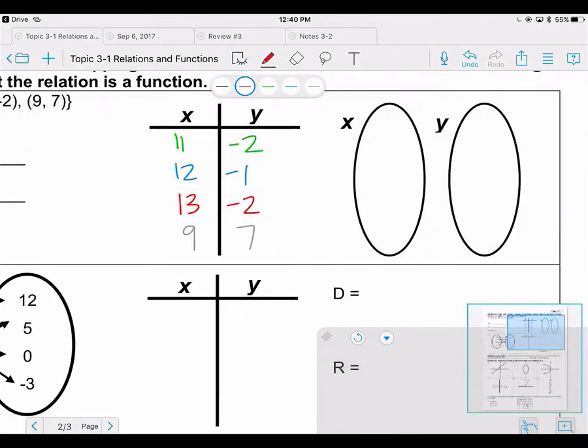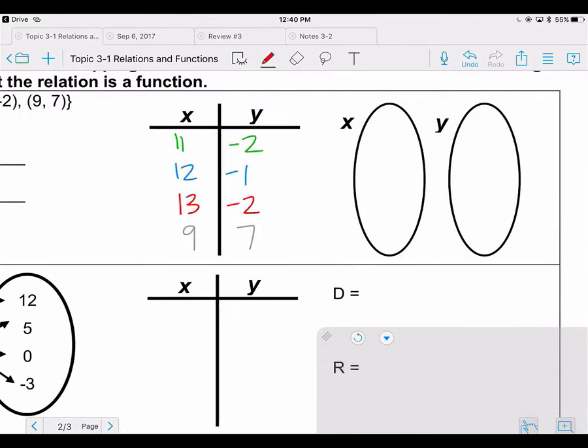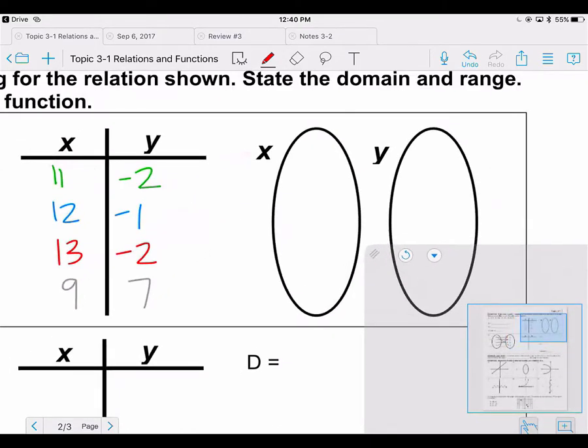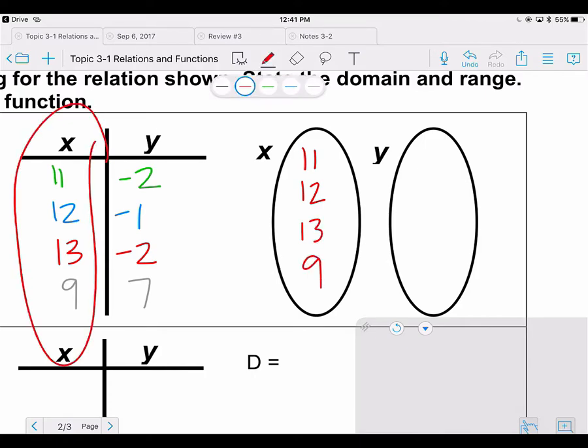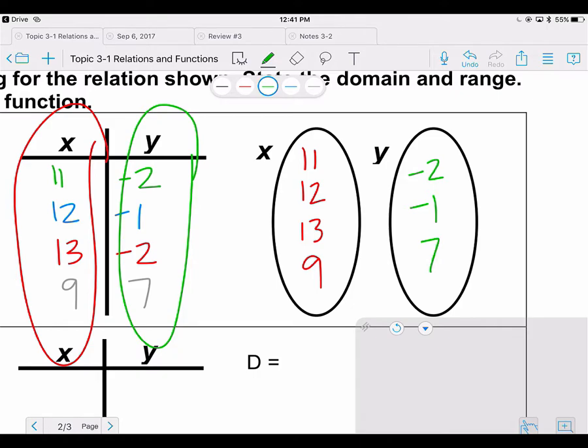From here, I want to go to mapping. Now, mapping is all of your x's and your y's. I'm going to put all of my x's here and all of my y's here. If they repeat, you do not list it twice. So my x's, I have 11, 12, 13, and 9, and I'm getting that from here. My y's are over here, -2, -1. Now, again, -2 repeats, so I do not put it twice.